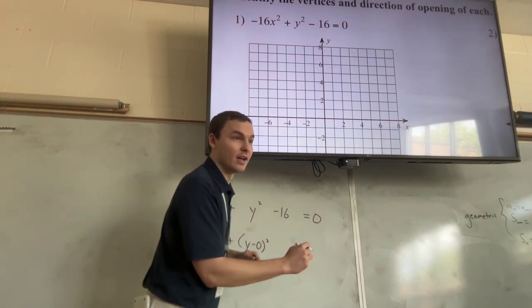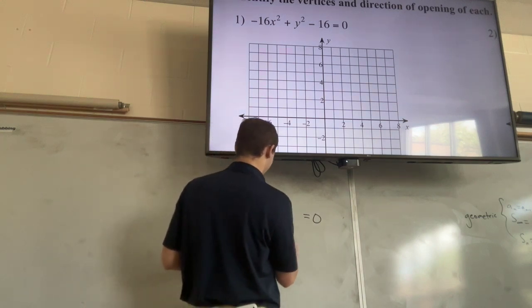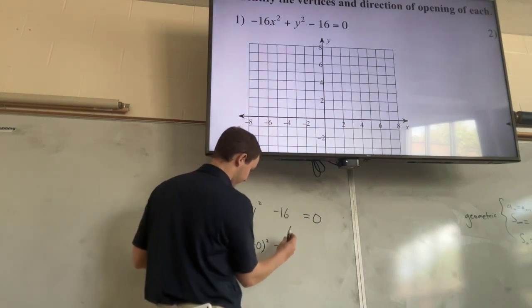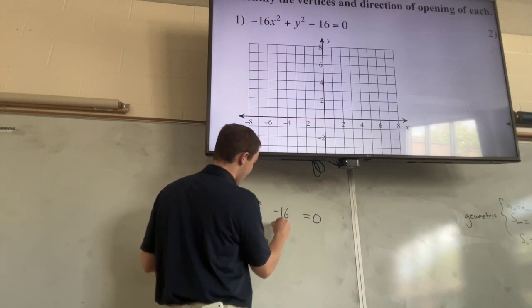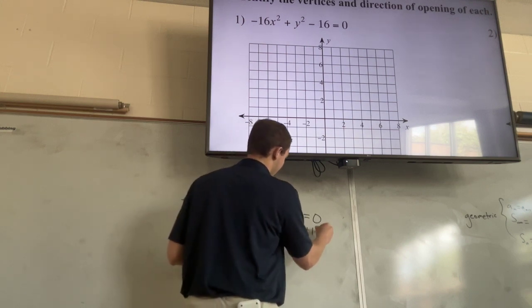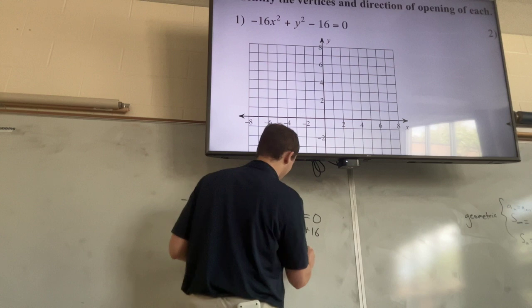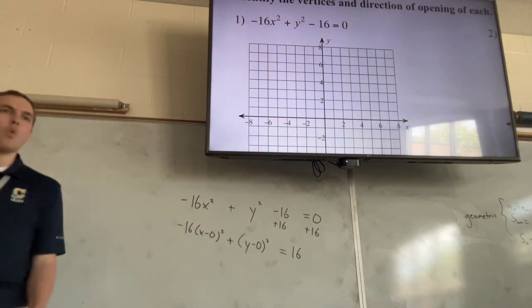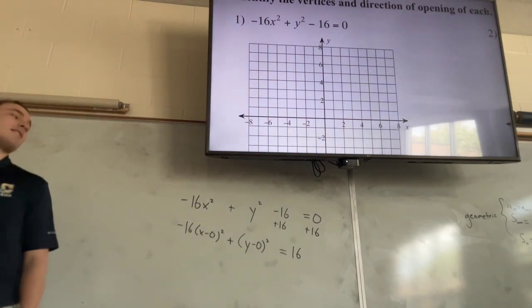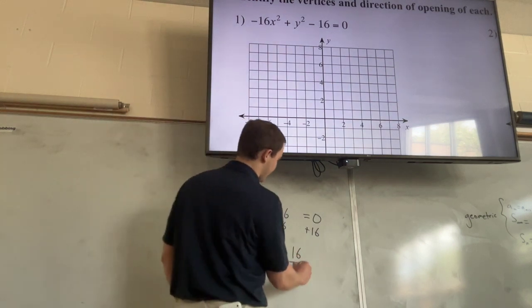What's that? It's not always going to be 0. What do I do with the 16? Add it over. And then what's my last step here? Am I in standard form yet? No. So I got to do what? Divide by 16. Divide by 16, okay?